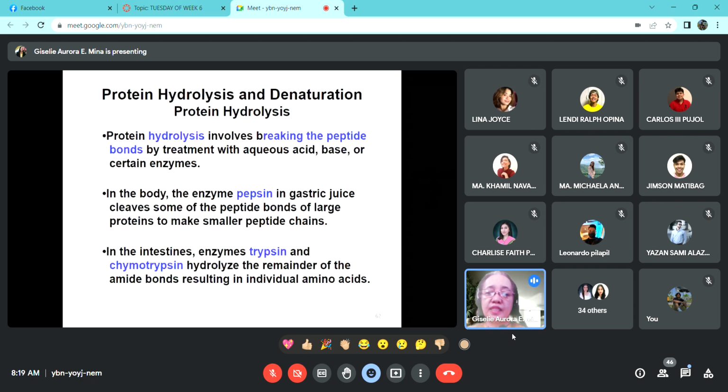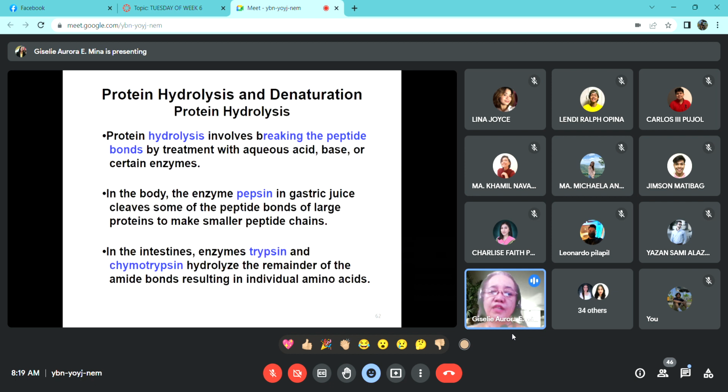So breaking this protein molecule forms your peptide. Breaking your protein molecule involves breaking the peptide bond, by addition of acid, bases, or enzymes. So they can also be hydrolyzed with the use of these.